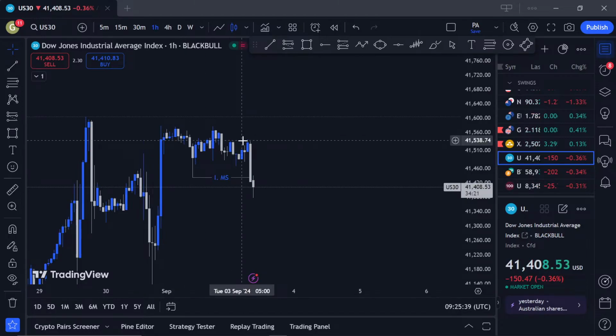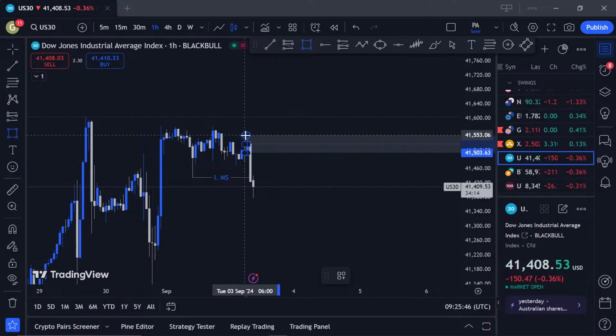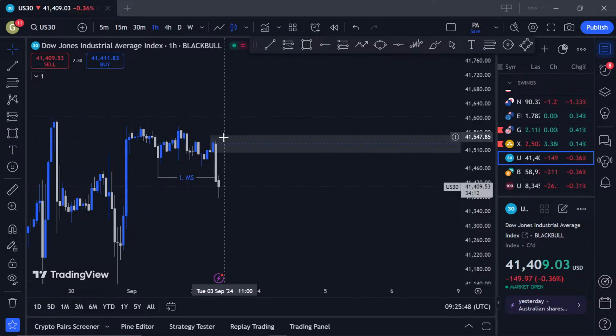So looking at US30, I'm always after taking a sell based on how the market is moving. For that reason, I'm actually going to take my entry opportunity from this supply level here.